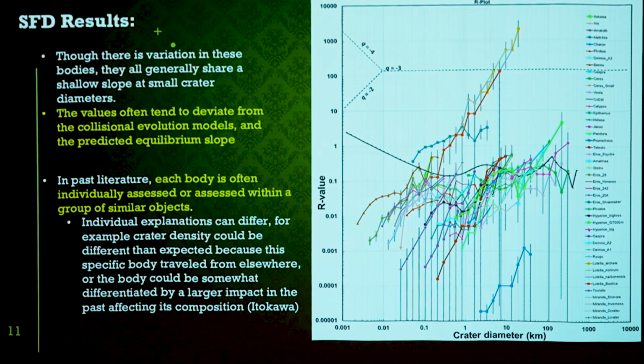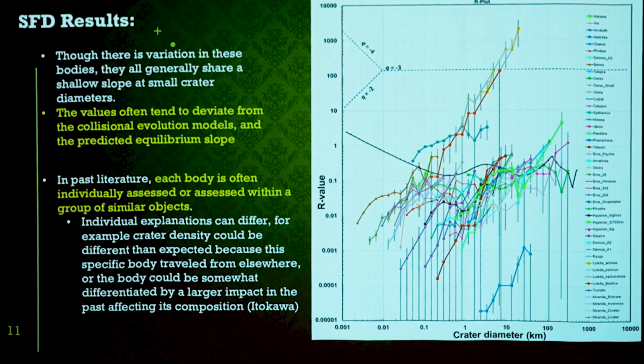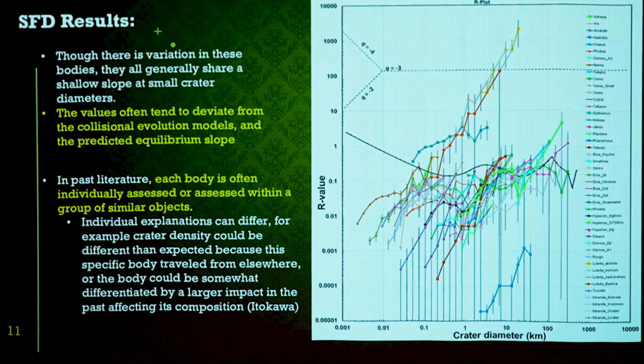So for example, a body could have been theorized to come from somewhere else in the solar system, or for example, Itokawa's interesting shape, it might have gone through a really large impact in the past, or Eros has different explanations for not only the lack of small crater SFDs, but an abundance of boulders. And while that definitely has merit for each body individually, we can see that this is happening on a scale of the entire solar system.